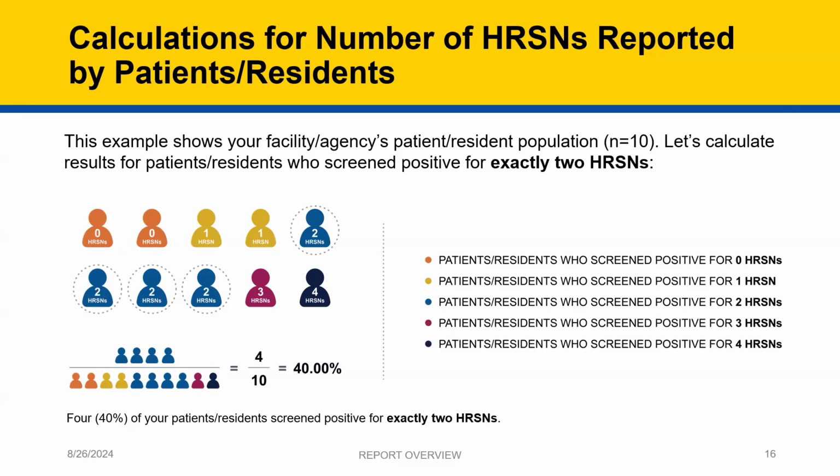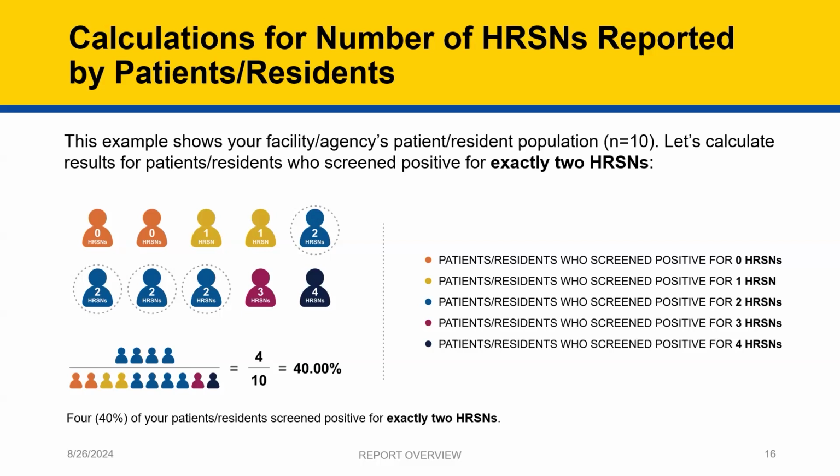Using this example, let's walk through how to calculate the results for patients or residents who screened positive for exactly 2 HRSNs. The count is equal to the total number of patients who screened positive for exactly 2 HRSNs, or those shown in blue and highlighted in the circles. In this case, it is equal to 4.